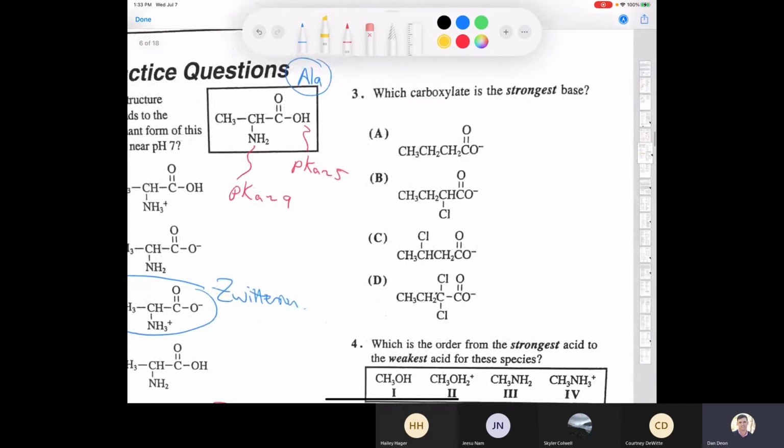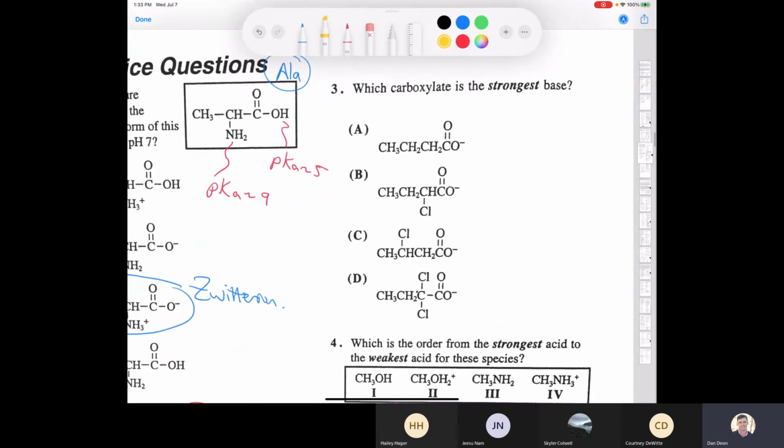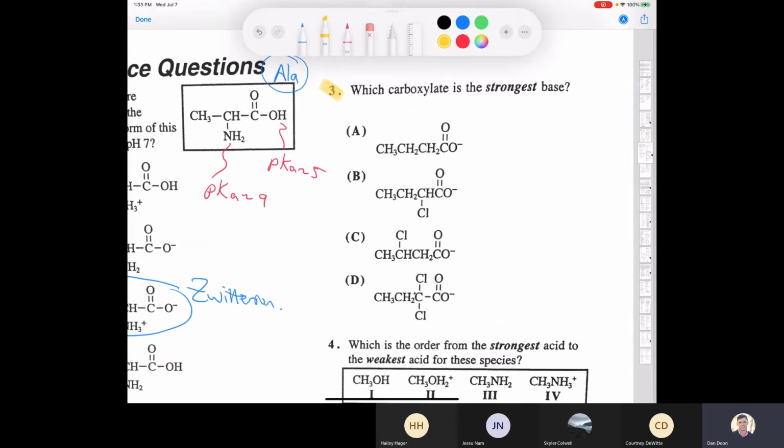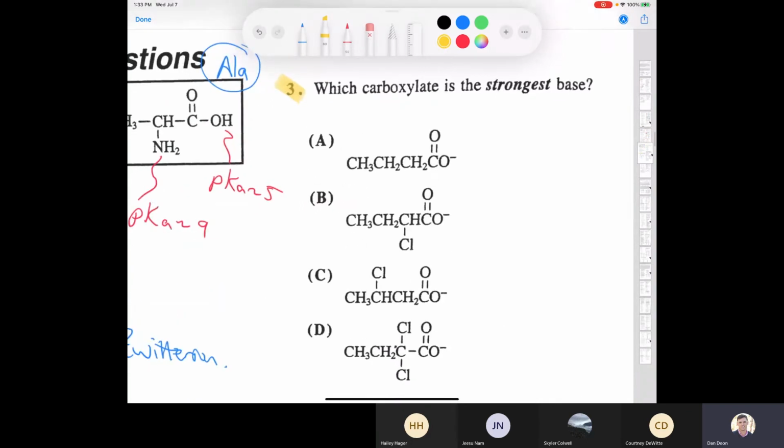Number 3 is one I would expect you all to get in a relatively short amount of time. It just says which carboxylate is the strongest base. You've got 4 carboxylates, all 4 of these beauties right here. Could anybody tell me which one of these would be the strongest base? Yeah, it's going to be A for sure.